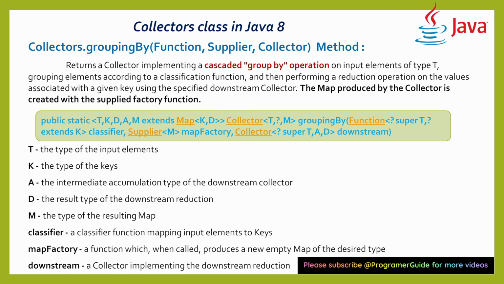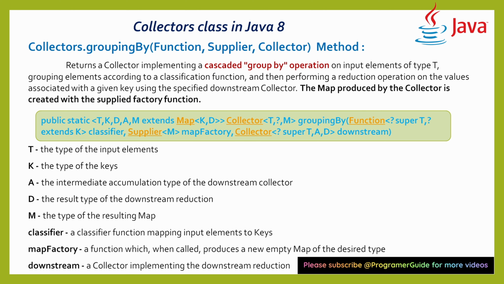Here, the supplier is the mapFactory. It defines the data as per the given order, I mean the required format. Collectors.groupingBy with function, supplier and collector returns a collector implementing the cascaded groupBy operation on input elements of type T, grouping elements according to a classification function, and then performing a reduction operation on the values associated with the key using the downstream collector.